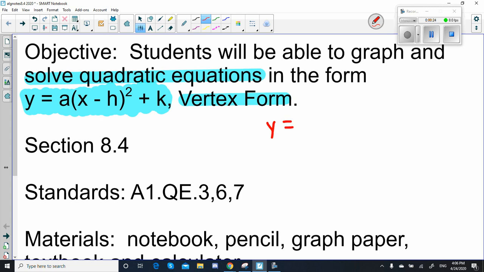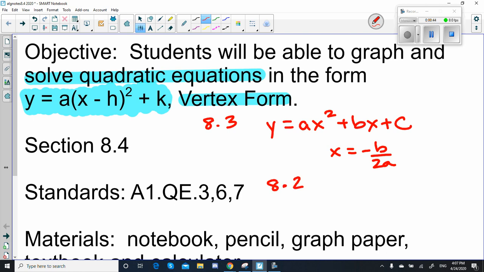We have been using standard form. Section 8.3 was standard form with the bx included, using x equals negative b over 2a to find the vertex and the axis of symmetry. The day before that, we did section 8.2, y equals ax squared plus c, where our vertex was 0, c, whatever the c was. The parabola was moving up and down the y-axis.